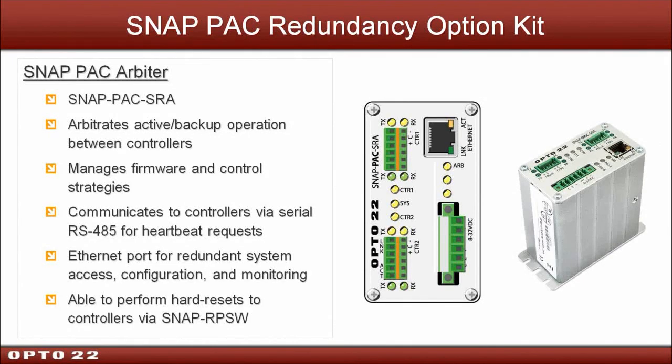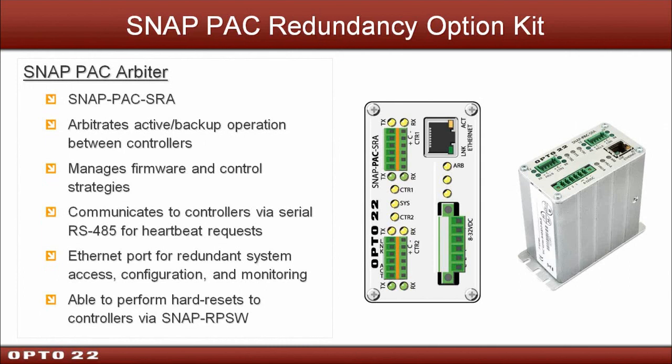The other thing that the arbiter does, based on the responses it gets from the controllers over the serial link, is manage the firmware and control strategies. That's very important because as you commission your system, you need to make sure the two controllers are identical, not only from a strategy perspective, but also from a firmware side. So the arbiter has an ability to instruct each of the controllers to synchronize both their firmware and their strategies, and that's before the system even gets up and running.